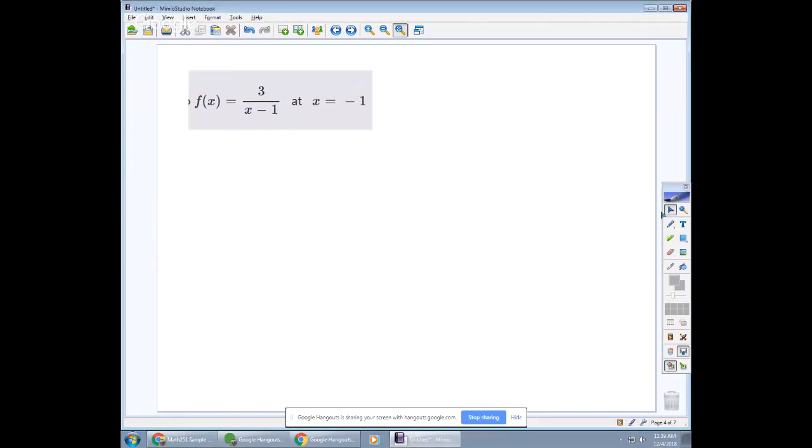Okay, so we want to find the tangent line for this function when x equals negative 1. All right, screenshot. Okay, so this is number 17 on the sample final. So I want to find a tangent line.